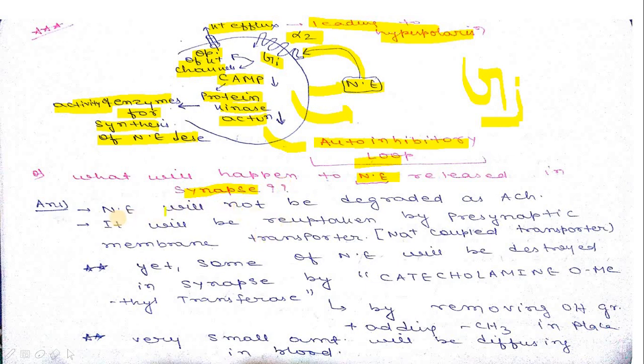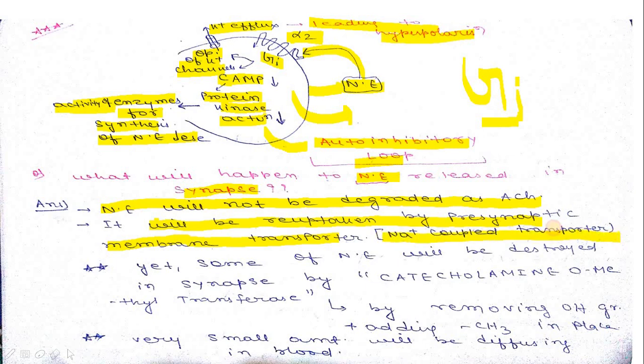So norepinephrine, mind it, we discussed acetylcholine will be degraded by acetylcholinesterase, but norepinephrine will not be degraded as acetylcholine. Very important point. Okay. Now norepinephrine will be reuptaken by your presynaptic membrane. It will not be destroyed, it will be reuptaken by the presynaptic membrane transporter. Okay, and those transporters which are present for reuptake are generally sodium coupled transporters.